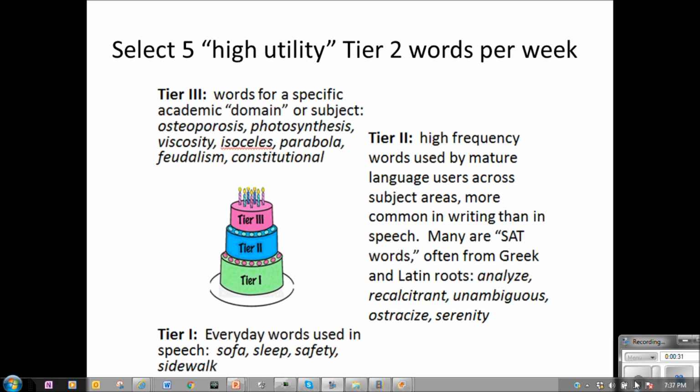And tier 3 words are the words that are really specific to a particular academic subject. They're the words you might learn in science class, like photosynthesis, or in math class, like bisect or linear. The tier 2 words are high frequency words, meaning they occur a lot, and they tend to be words that are in written language and not speech. Sometimes they're big words like SAT words, and lots of times they're words from Greek and Latin roots. And we'll be studying Greek and Latin roots more this year, and you'll start to get to know them, but those are great words to learn.